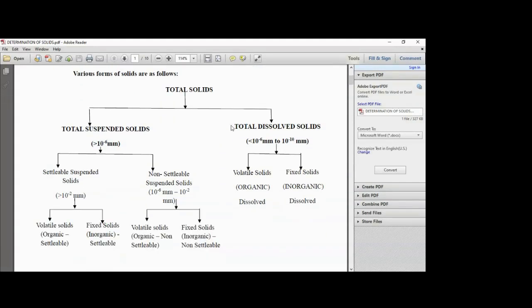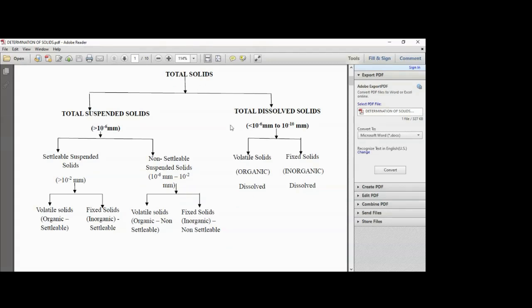So what are the various forms of these solids? This chart is very, very important, and normally the examiner will be telling you to draw this chart as a test, right? So when you're facing the oral, he'll be telling you to draw the entire flow chart or the distributions of the total solids. So let's understand. It is very, very easy to understand. Just a matter of a few minutes, and you'll be able to understand this.